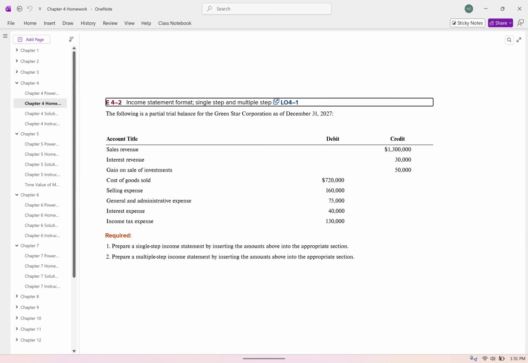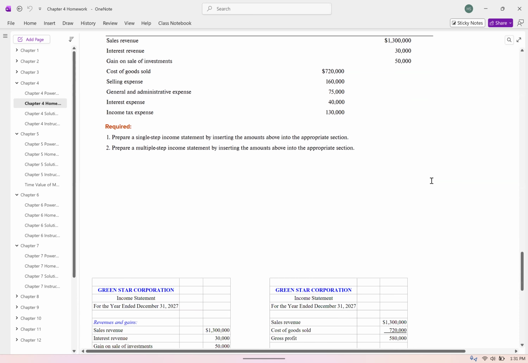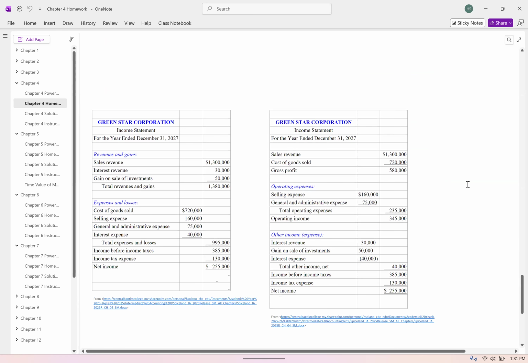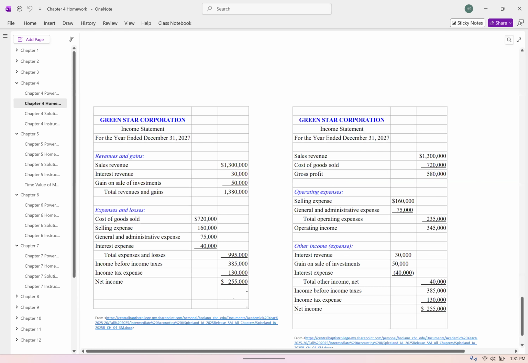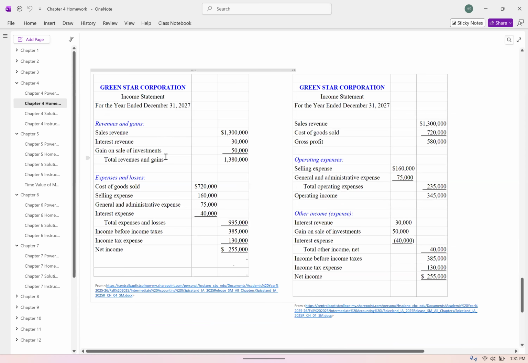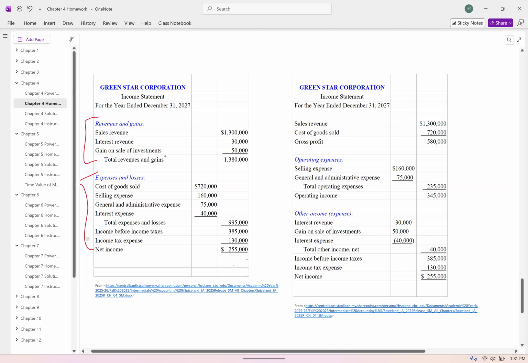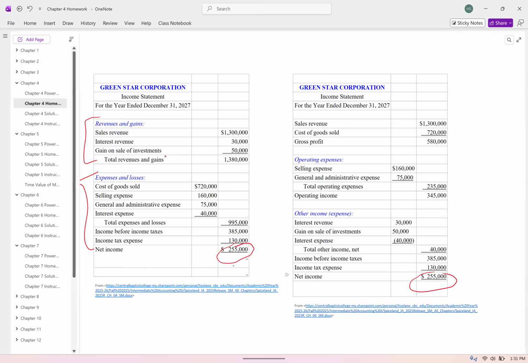Okay. So I actually kind of cheated just a little bit here, and I went and grabbed the solution to both of these. You're not going to be doing a single step on the test, but it is still important for you to know what a single step income statement is. It's just all the revenues and all of the expenses. Okay. Your net income, notice, is going to be exactly the same, single step or multi step. That's not going to change.